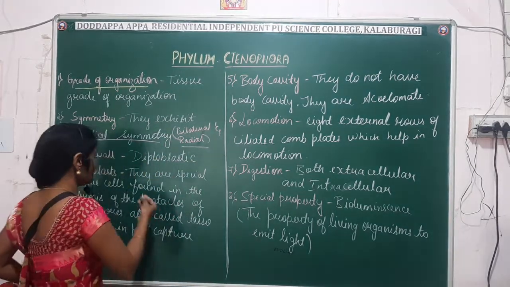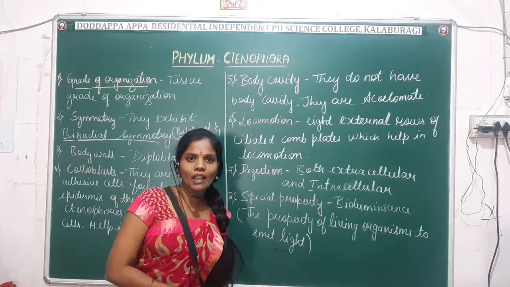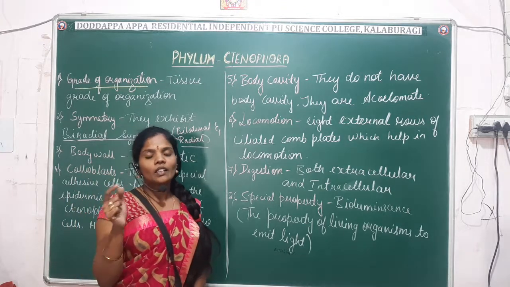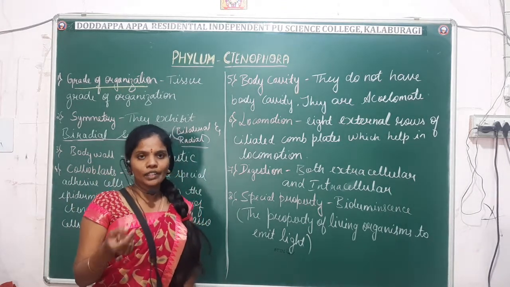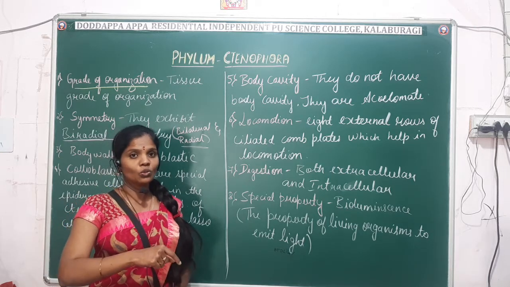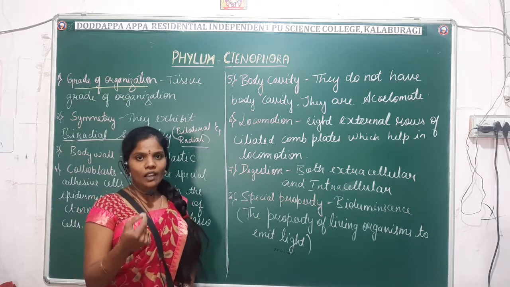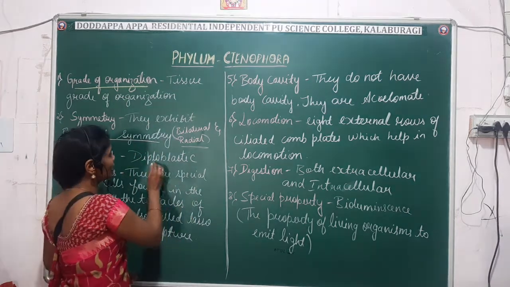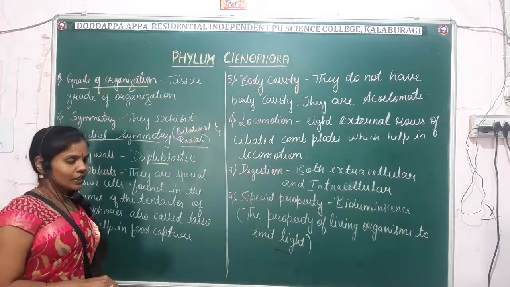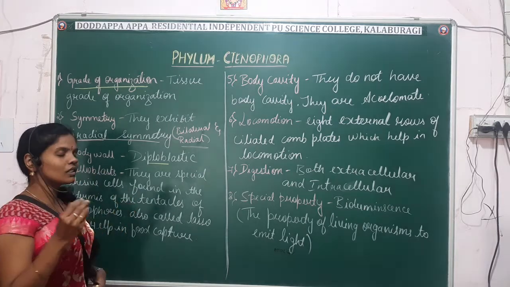Next comes the body wall. Ctenophores are diploblastic animals. You already know what diploblastic means: they are made up of two germ layers, the outer ectoderm and the inner endoderm. In between these two layers, a non-cellular jelly layer is present, which is known as mesoglea.